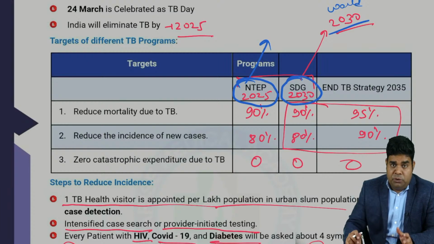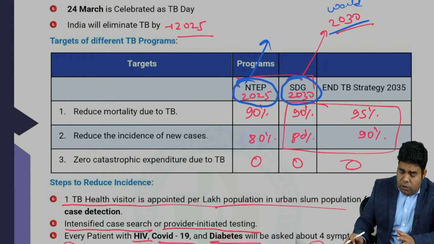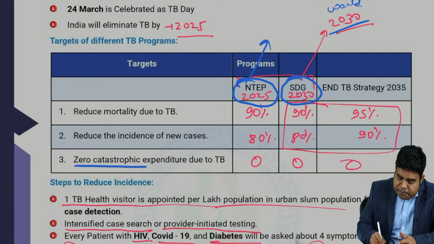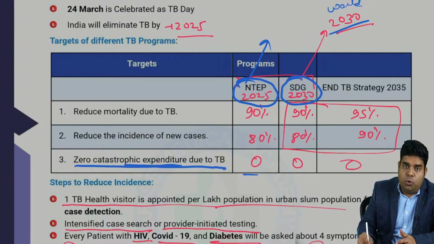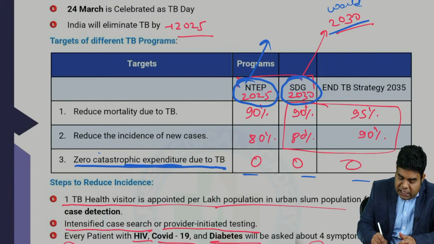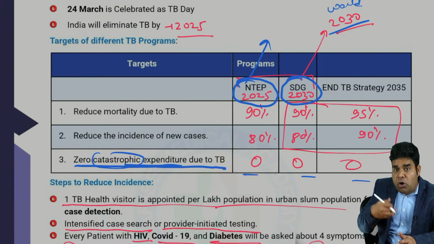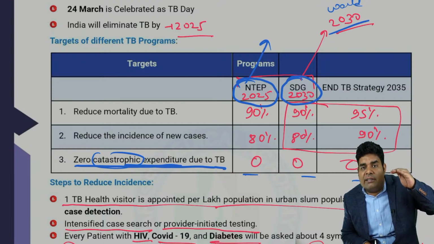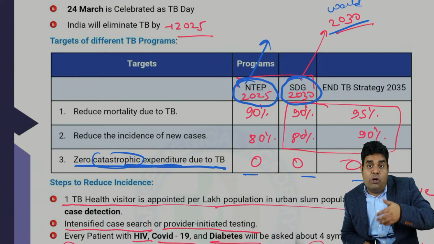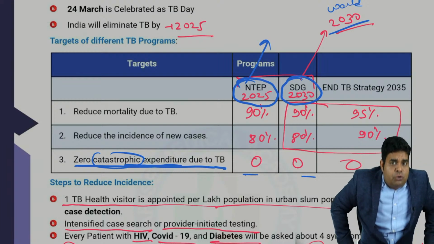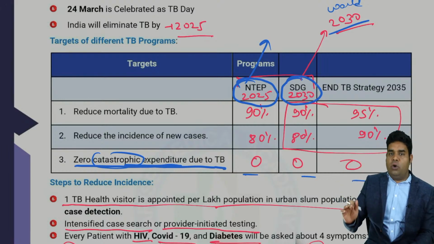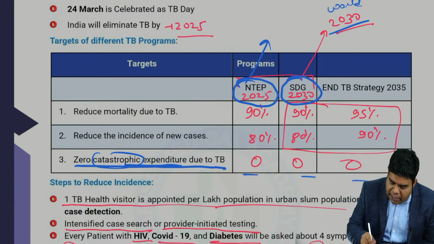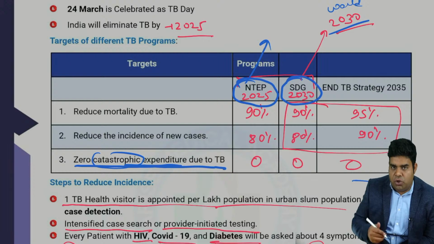So the first target is that all these 3 agencies say that expenses due to TB should be 0. Catastrophic expenditure means so much money spent on TB that a person's socio-economic status becomes 1 class lower. If someone is middle class, they become lower middle due to spending money on TB treatment. So that should be 0. No one should spend too much money on TB. So simple, 0 catastrophic expenditure, target is 0.